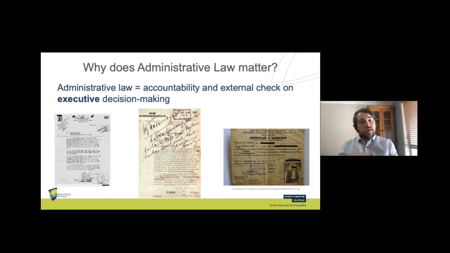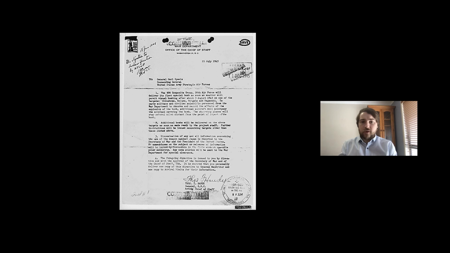Now, administrative law and executive decision-making affect our lives in a huge array of ways, but sometimes it's most helpful to think in extreme examples. So I've got here on these slides three of the most dangerous documents in the history of the world. And I'll talk you through them because they really highlight the sheer scope of the power in which a modern executive government can operate.